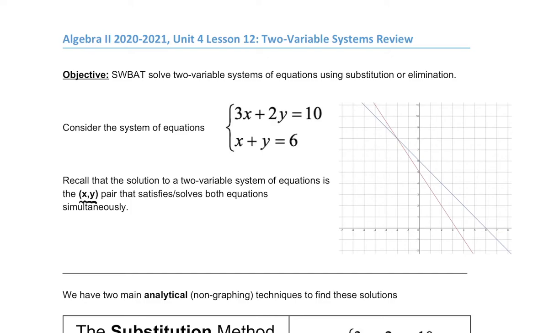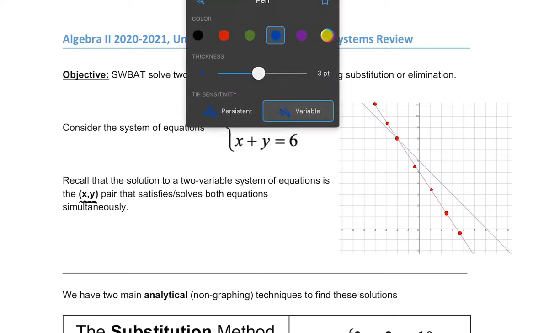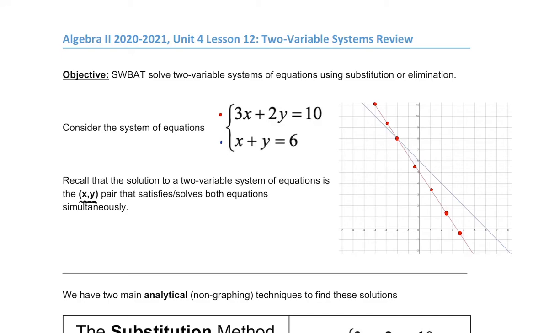Right? Because there is an unlimited number of xy pairs that make the top equation true, right? Any of these points along this red line would make the top equation true. And then any number of points along the blue line, x comma y, would make the blue equation true. The bottom equation true, right? That's what a line is. It's just drawing all of the solutions.